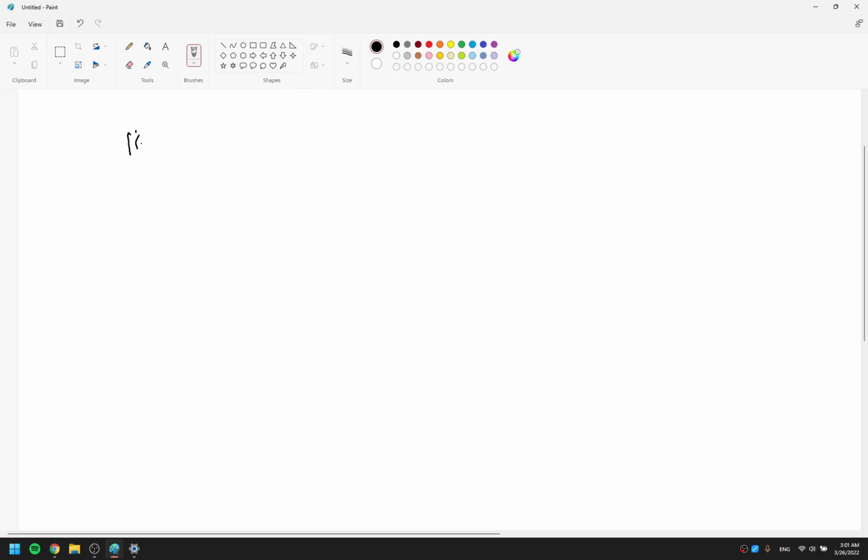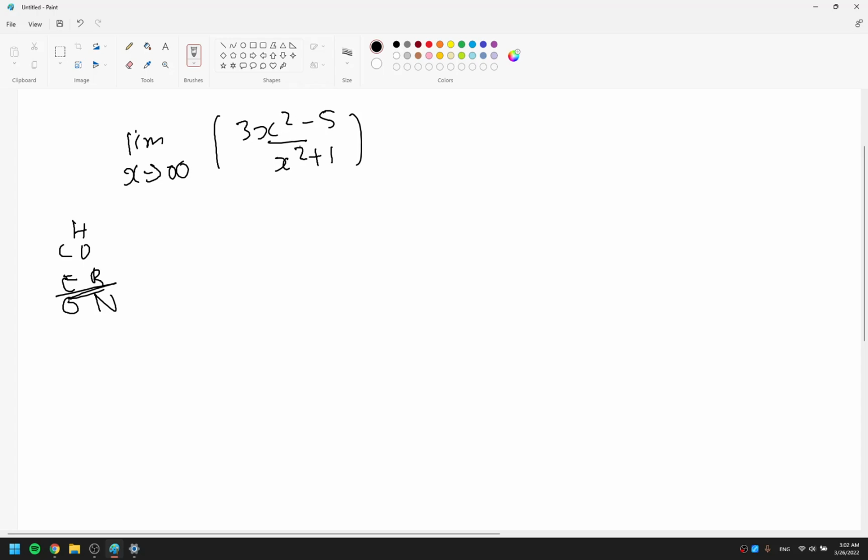Next question is limit as x approaches positive infinity of 3x squared minus 5 over x squared plus 1. If you write down Leghorn again, the degree in the numerator is equal to the degree in the denominator. So we take the ratio of the coefficients. It's actually 3 over 1. There's a 1 here, but you don't see it. So the answer to this question would be 3.